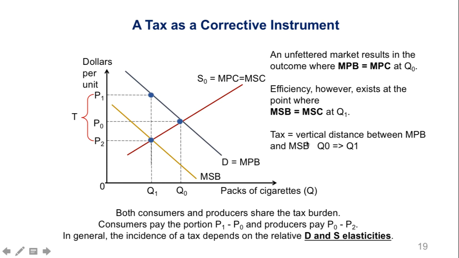So the tax is the vertical distance between the marginal private benefit and marginal social cost, which is basically at point P1 and Q1, where Q1 is smaller than Q0. Now, the government imposed the taxes by the amount of P1, P2. So in that case, we have the tax for the amount of P1, P2.